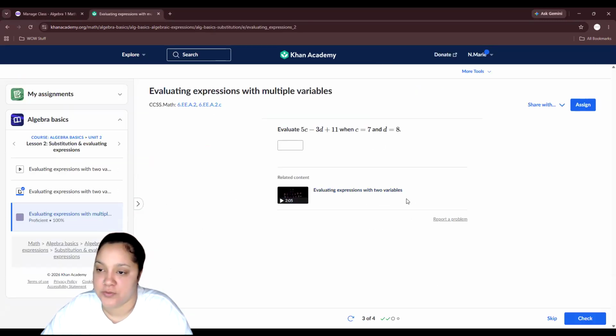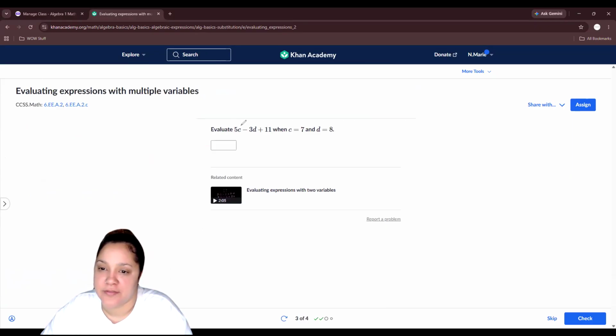All right, let's go to the multiple variable one. So here we have 5 times C. 5C means 5 times C. So this is 5 times 7 minus 3 times D. They told you D is 8. Make sure you're plugging in stuff correctly. Take your time. Plus 11.